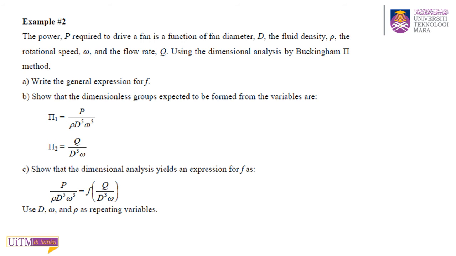Okay, example 2. This is quite easy, I think. The power P required to drive a fan is a function of fan diameter D, the fluid density rho, the rotational speed omega, and the flow rate Q. Using dimensional analysis by Buckingham's pi theorem, write the general expression for F.